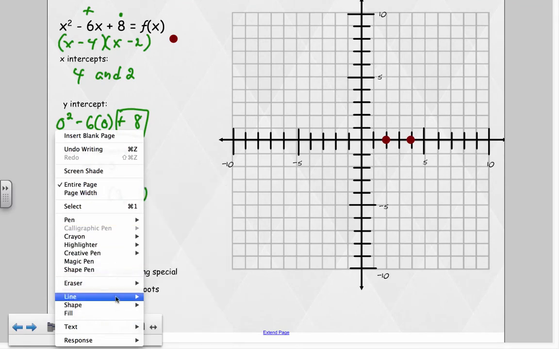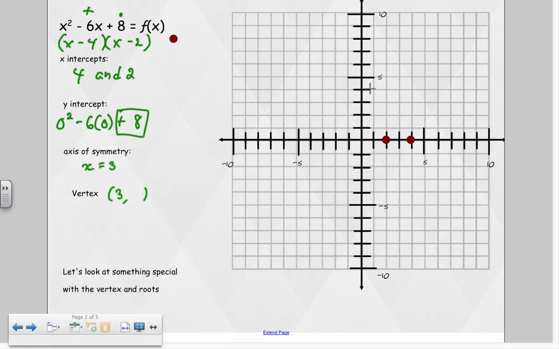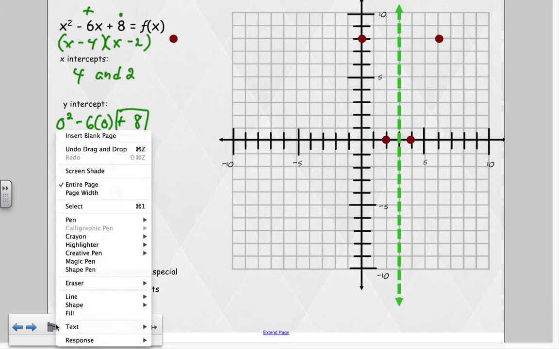Where's my line? Yep, let's use a dotted line. So there is my axis of symmetry. So I know somewhere along that dotted line is my turning point. My y-intercept is 8. So if I took the mirror image of my y-intercept, 1, 2, 3, 1, 2, 3, we're looking good.